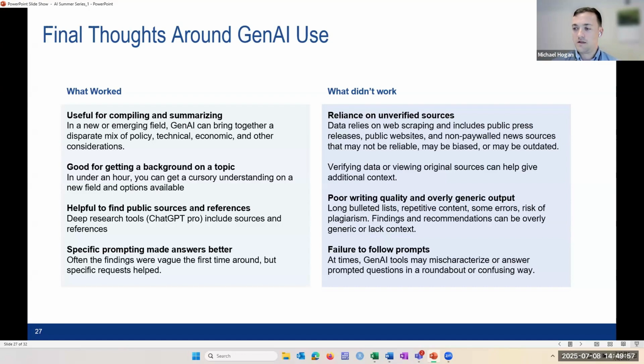We found that the writing quality tended to be poor and somewhat generic. There were a lot of long bulleted lists. It got a little repetitive, and there were errors and risks of plagiarism.